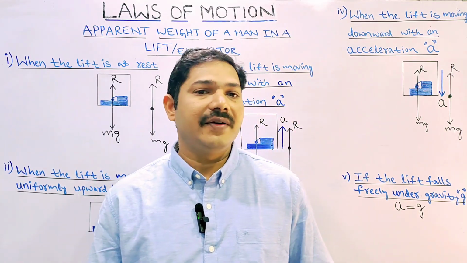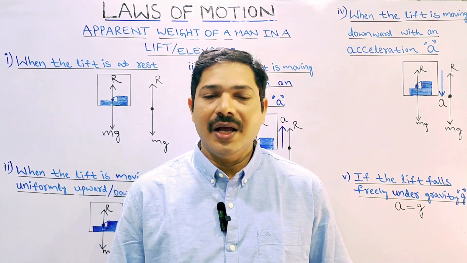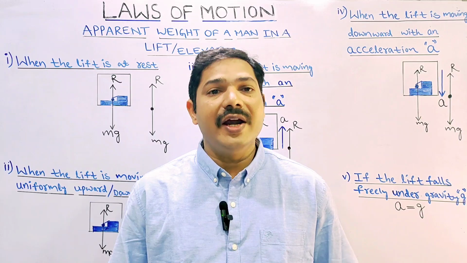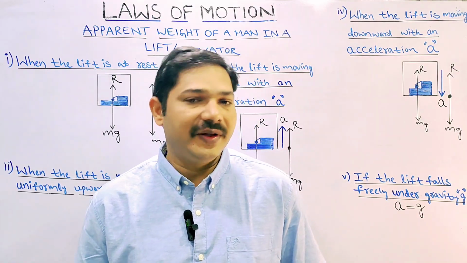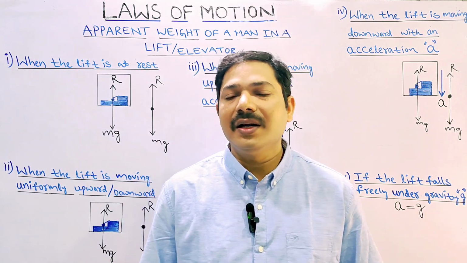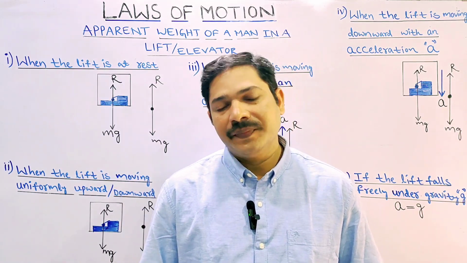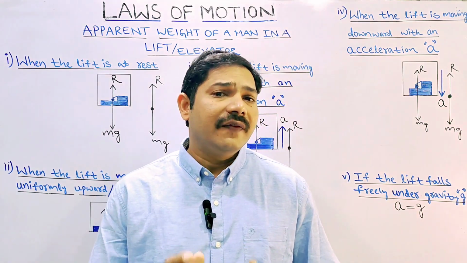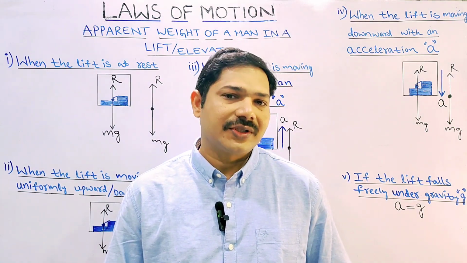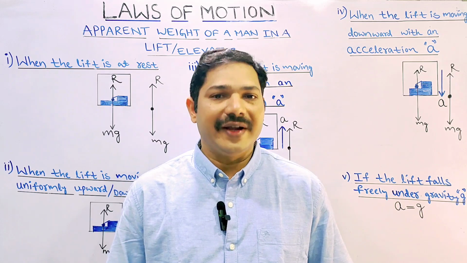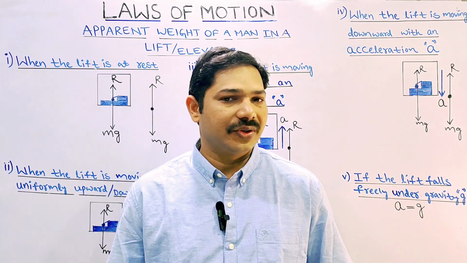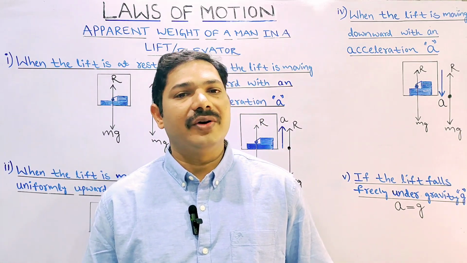Mass and weight are different here. Mass is denoted with the symbol m. Weight means we have to multiply it with g, mg. The weight of the person is W equal to mg. Whenever the lift is at rest, the weighing machine shows its true weight, W equal to mg.